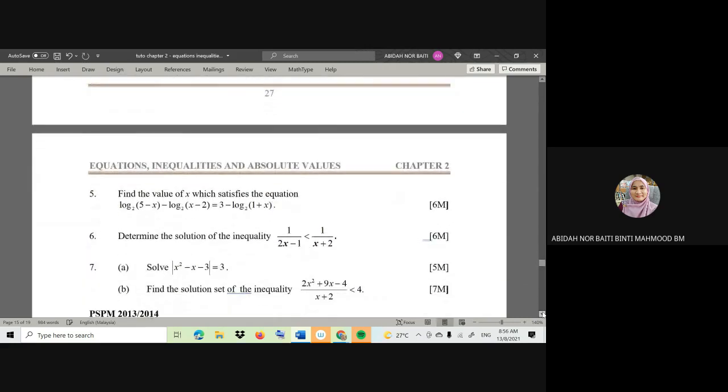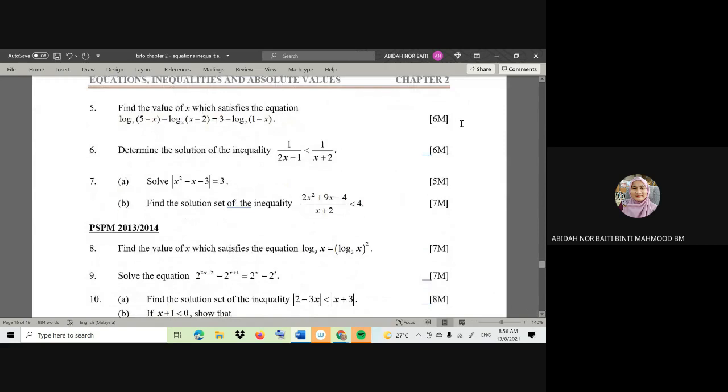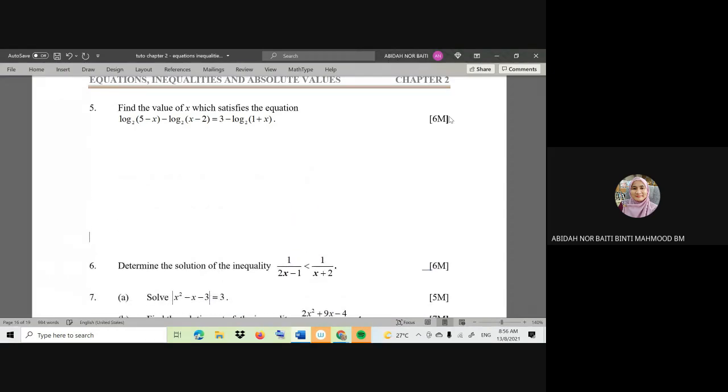Okay, question 5. Cuba tengok question 5. 5 is log with same base. Okay, base dia semua sama. Change base, same base. So mula-mula kamu buat apa dulu ni? Kita nampak 3 tu, 3 log. So 3 equals to what? 3 equals to what? Log 2 base power of 3.